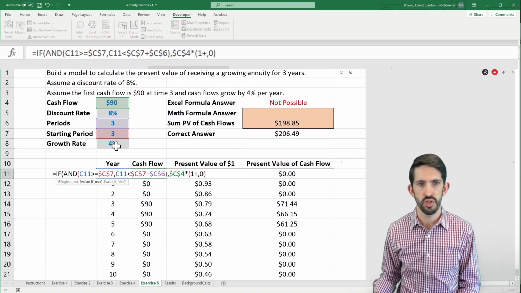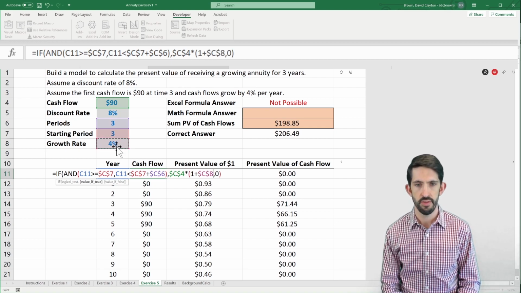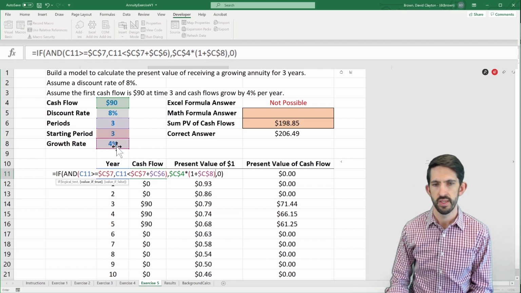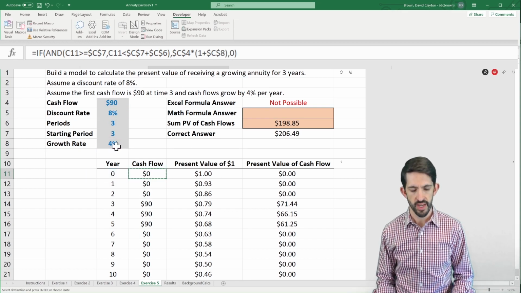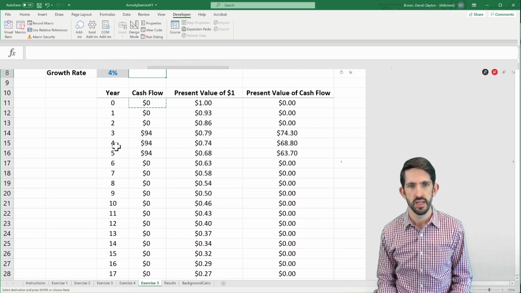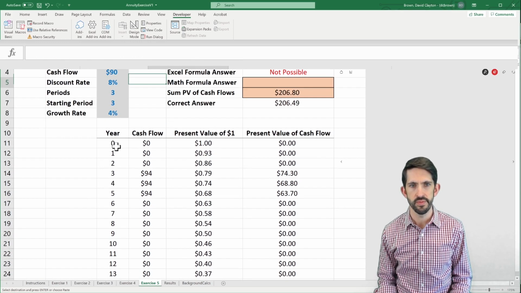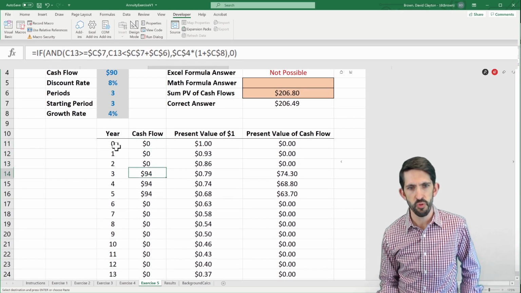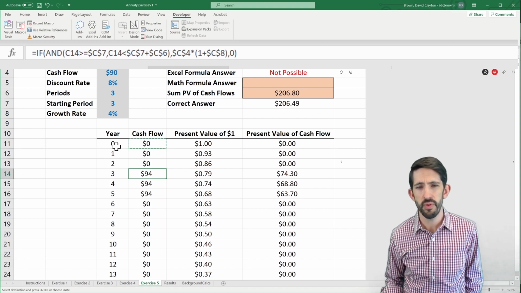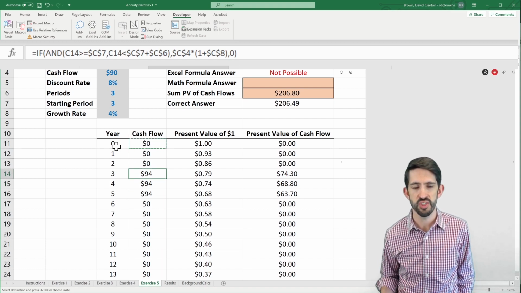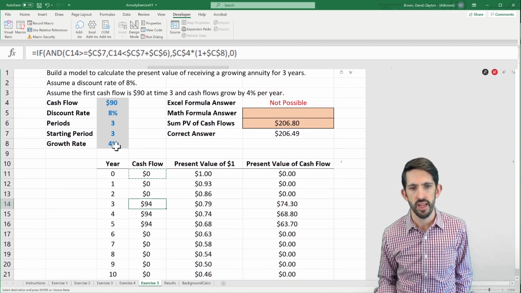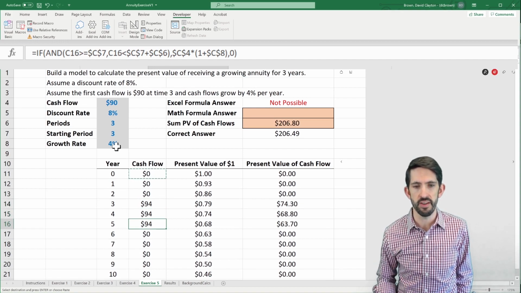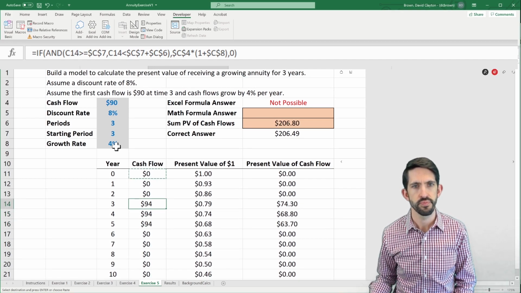We're going to do times 1 plus our growth rate R, F4 to lock the cell, and hit enter. Now we can copy that all the way down, and we don't get exactly what we want, right? Because in this case, we grew at 4%, but that's all we want for the middle cash flow. The first cash flow should still be 90, and the last cash flow should be something more than 94. So we need to adjust for that.